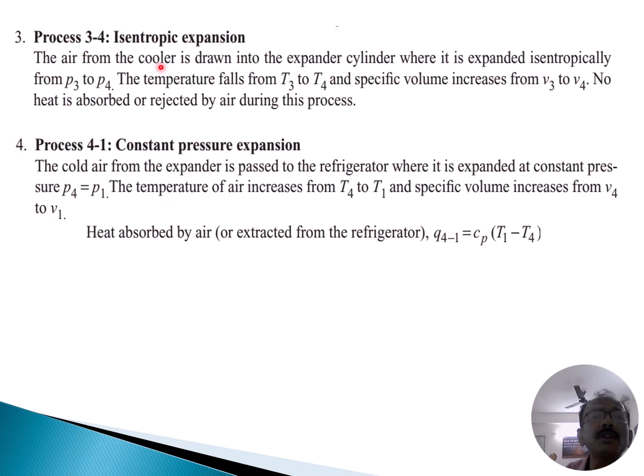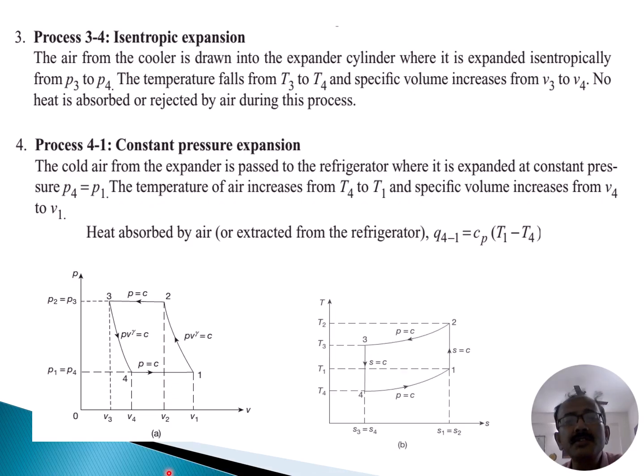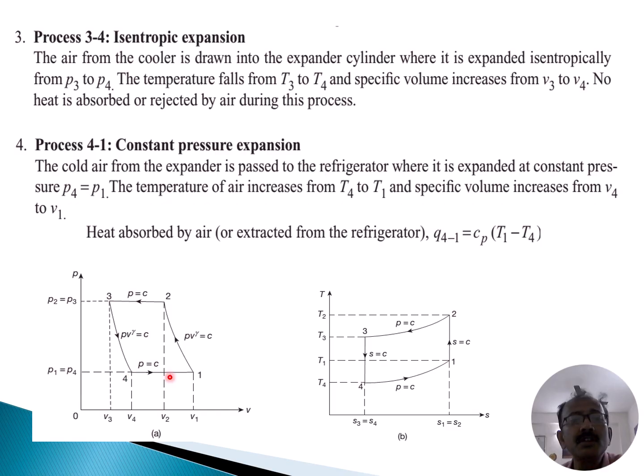Now process 3-4 is isentropic expansion, as I already mentioned, and process 4-1 is the constant pressure expansion process. The cold air from the expander is passed to the refrigerator, where it is expanded at constant pressure, that is P4 equals P1. The temperature of air increases from T4 to T1, and specific volume increases from V4 to V1. So there are four processes: 1 to 2, 2 to 3, 3 to 4, and 4 to 1.